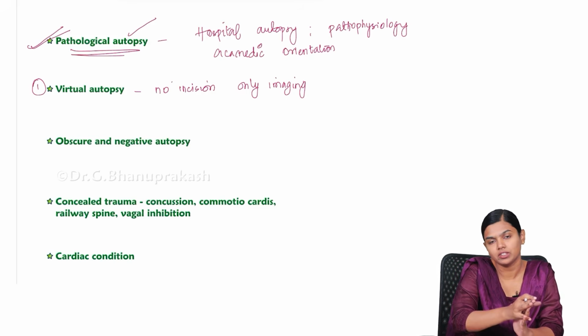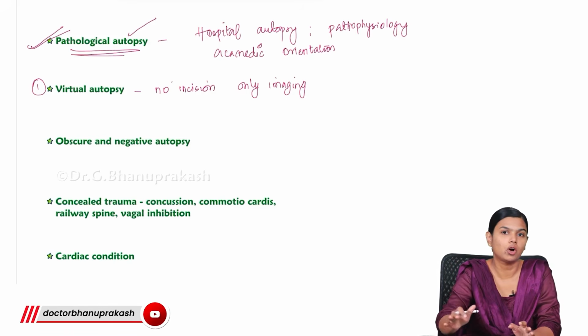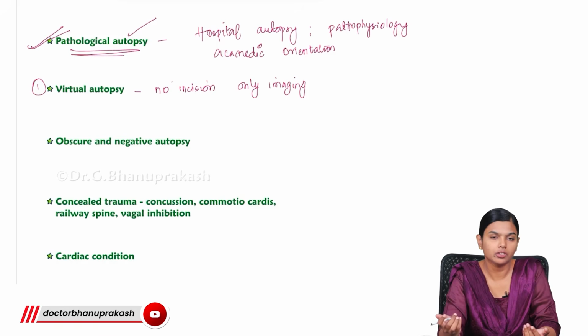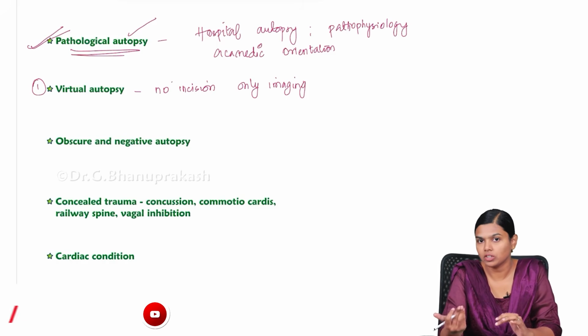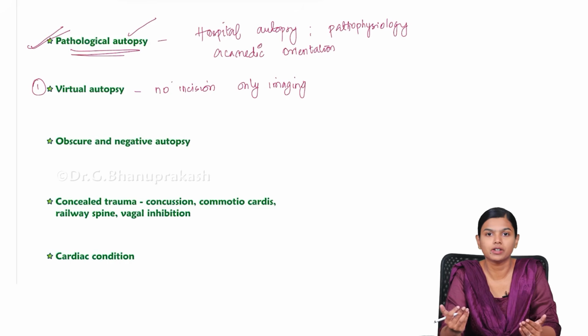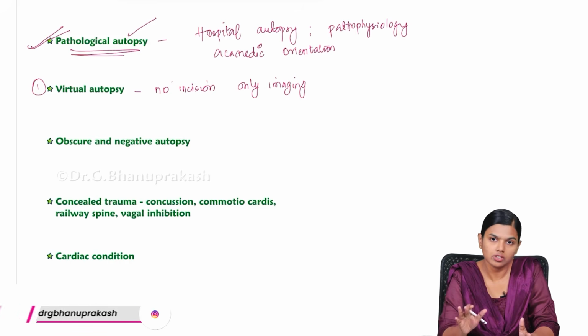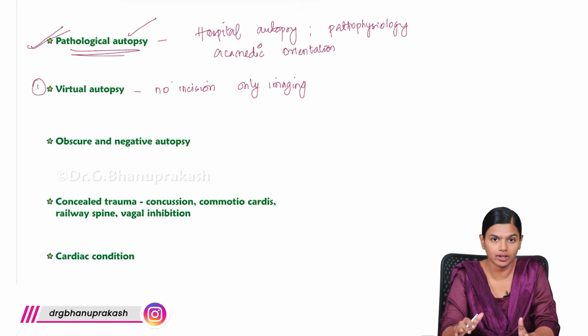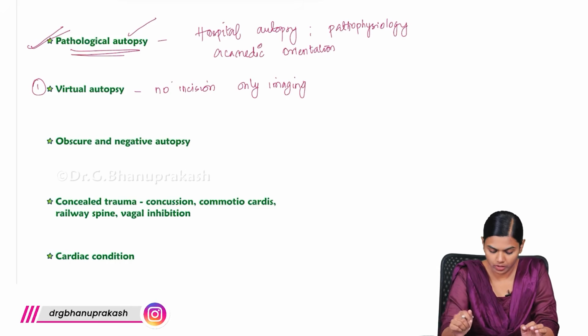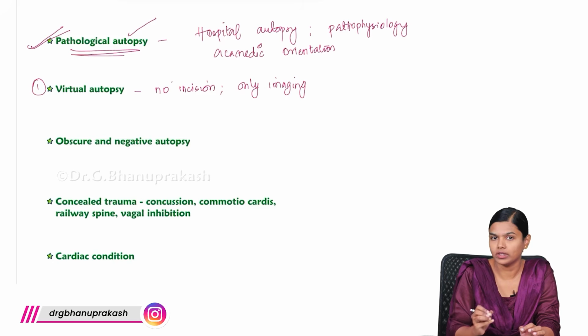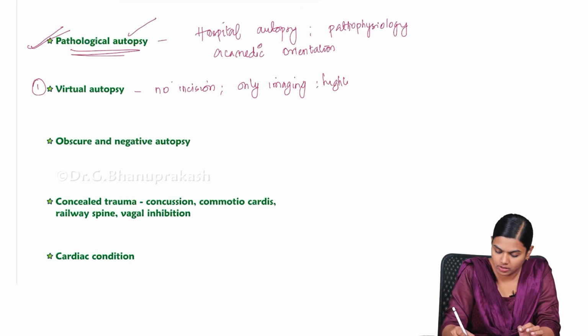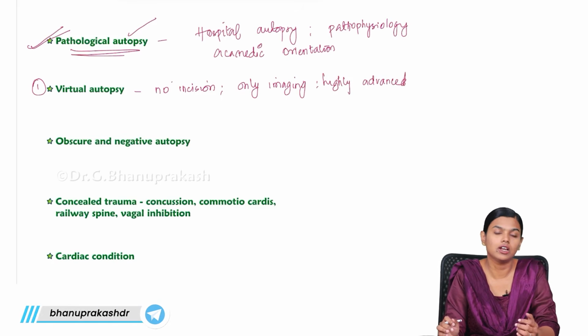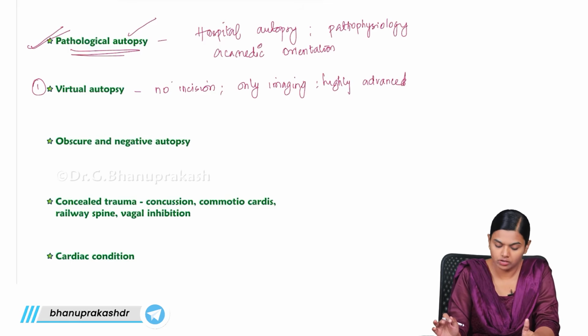You will image the body, like you will put the body into a CT machine, and after that you will see what the pathology is, whether it is a case of any hemorrhage, any pathology present in the heart or in any other part of the body. All those things you will identify under imaging instead of opening the body. So, this is virtual autopsy. There is no incision, and this is a highly advanced method which requires a lot of instruments. You need a CT machine, ultrasound, MRI, all sorts of high-end machines to do this technique.